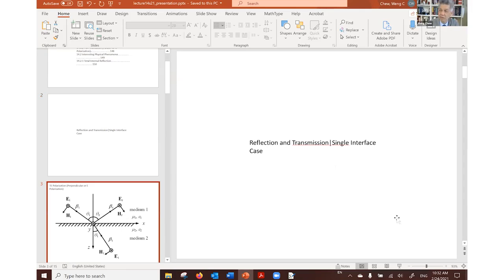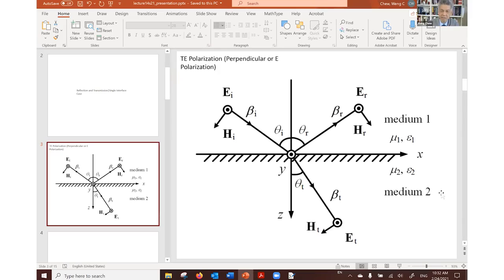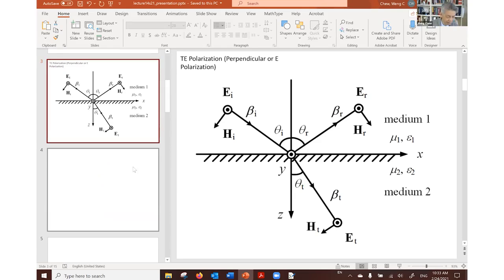So the problem that we're going to discuss will look something like that. We assume that we only have a single interface between 2 media, medium 1 and medium 2. We have solutions to Maxwell's equations in region 1 or medium 1, and then we have solutions to Maxwell's equations in region 2. We will use physical insight to guess how the solutions would look in these 2 regions, and then we match boundary conditions to obtain the unknown coefficients. Okay, so let's begin.